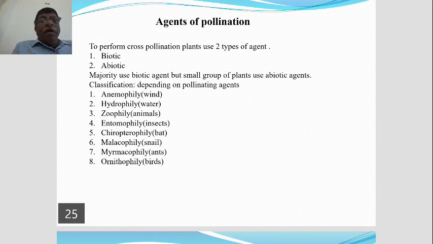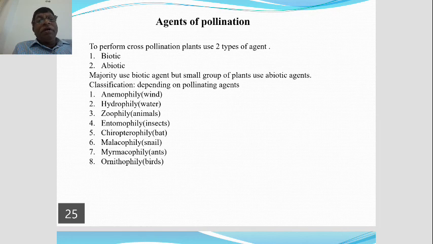Hydrophily. Hydro refers to water. The pollination that takes place by water is called hydrophily. The pollinating agent is water. Abiotic agent.